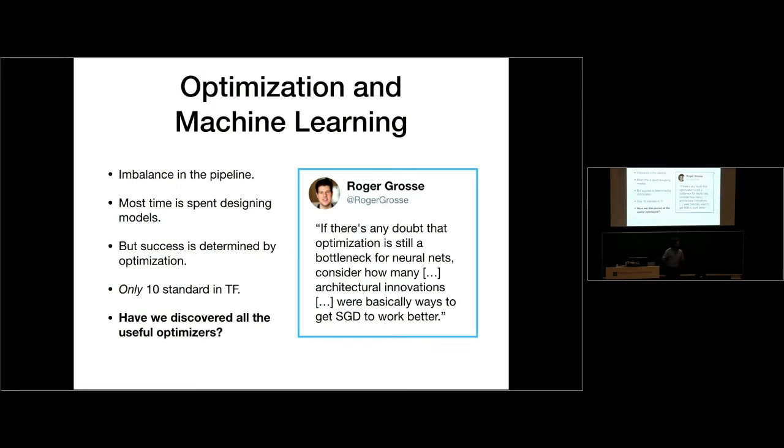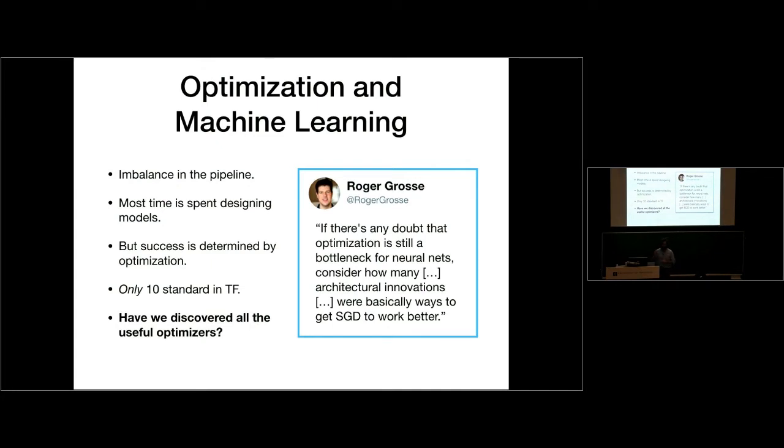But at the end of the day, most of the success is actually determined by the optimizer, as you know if you've tried just running gradient descent instead of Adam on your data set. In fact, there are only really 10 optimizers shipped with TensorFlow as standard, 5 of which I hadn't even recognized before because we very rarely use them. So I would say the bulk of the optimizers that we use are probably around 5. And so the question of this talk is going to be, have we discovered all of the useful optimizers? And if not, how can we design new ones?